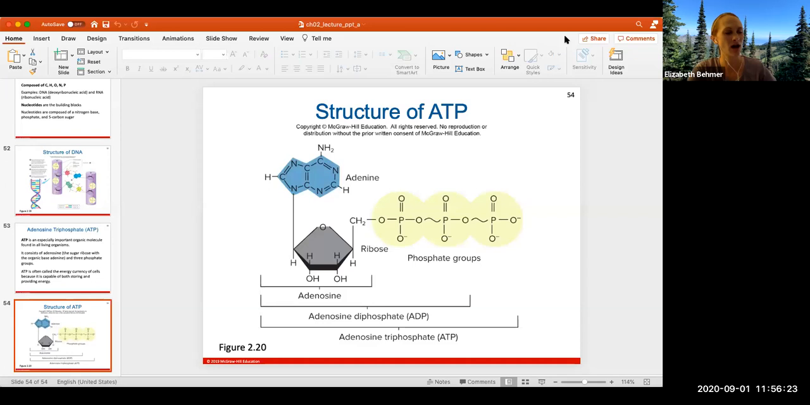Any questions on the end of this chapter before we start? I just want to start chapter 3, which is on the cell, because if you've looked at it, there's 100 slides. Any questions on this?